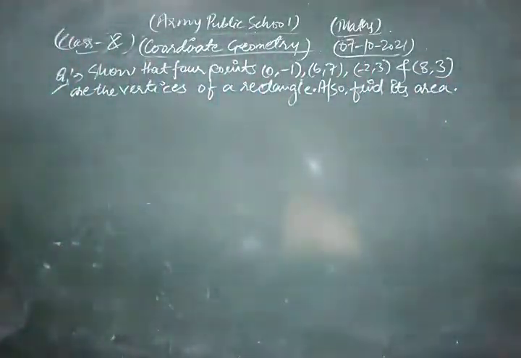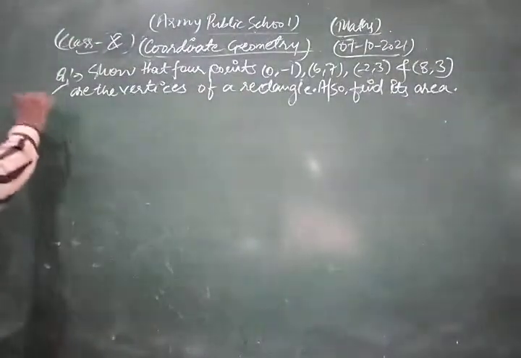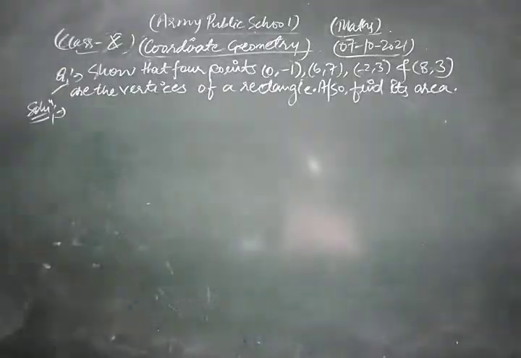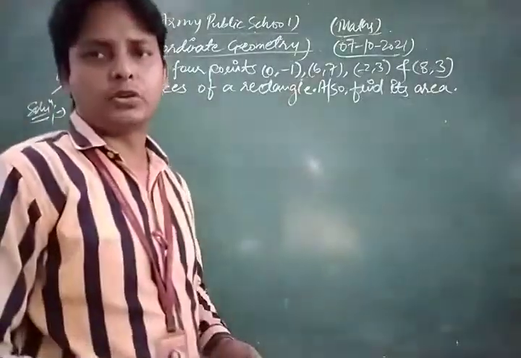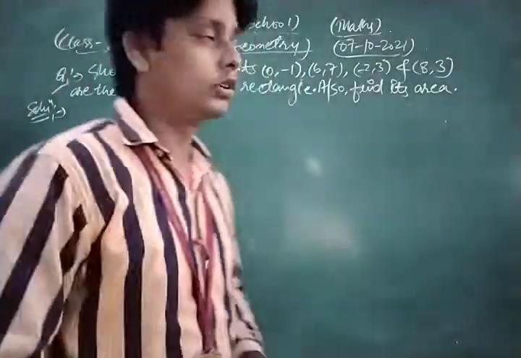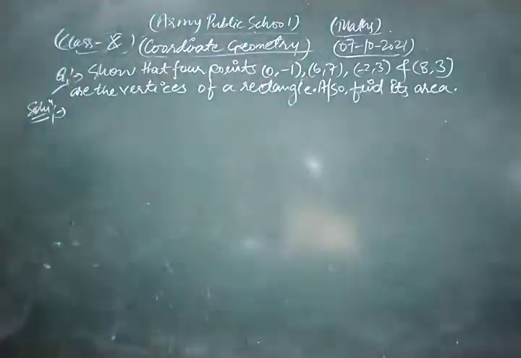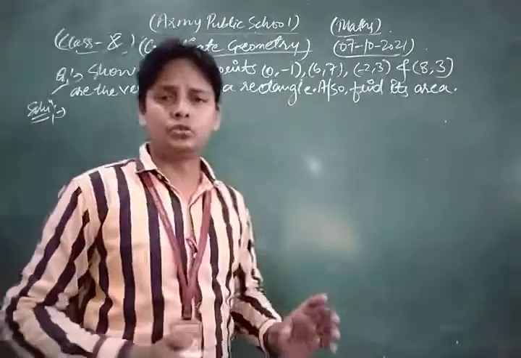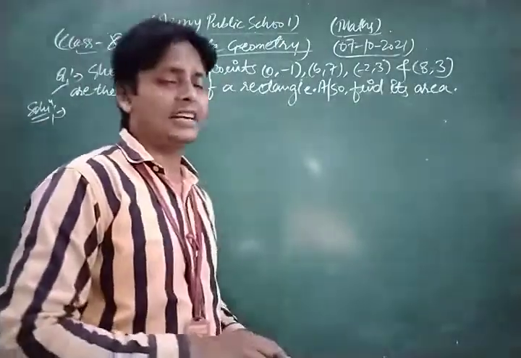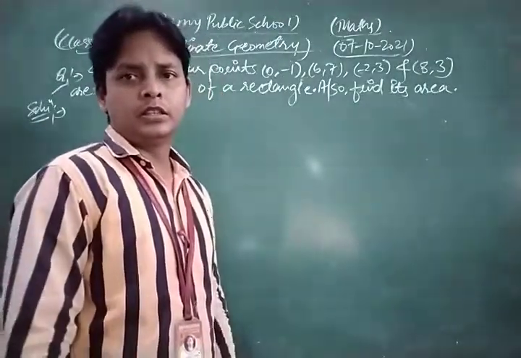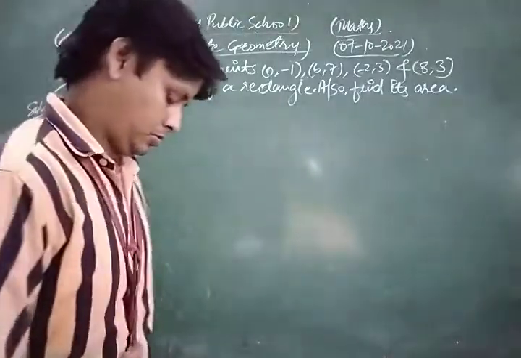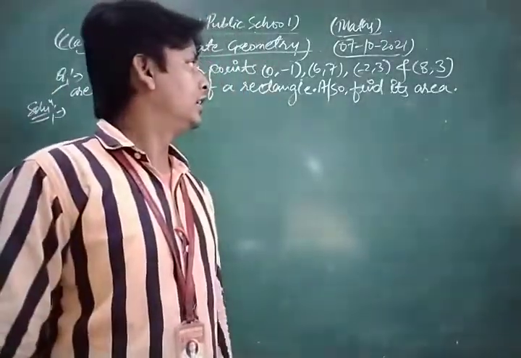Now let's see its solution. This is also a very important question, dear students. Here in that question, we have to show that the 4 points (0, minus 1), (6, 7), (minus 2, 3) and (8, 3) are the vertices of a rectangle.